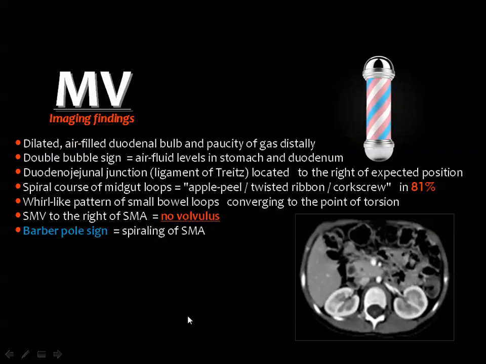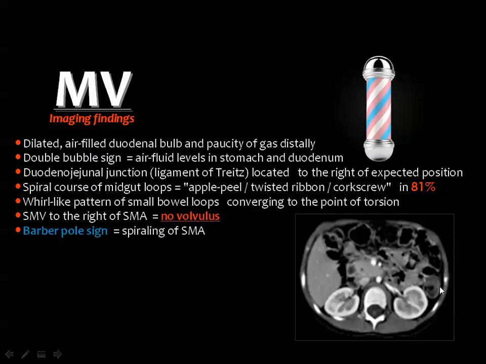Then normally in the CT scan of the abdomen, you see this is the head of the pancreas, and this is the common bile duct, and these are the two mesenteric vessels. The artery is the smaller one, and the vein is the bigger one. Whenever you see that the superior mesenteric vein is to the right side of the superior mesenteric artery, as you can see here, this is the normal appearance of the vessels at the root of the mesentery.